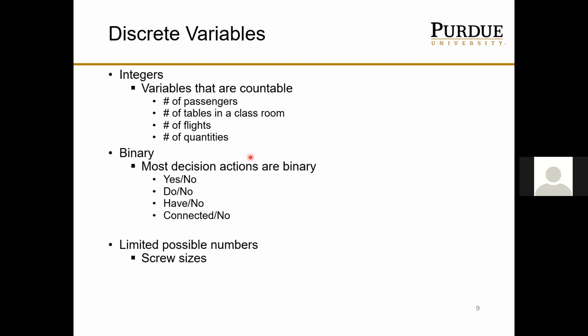Okay, the third type will be limited possible numbers. For example, if we want to design something, we want to use a screw to tie 2 bodies together. We only have a limited number of selections for the screw size. They're pretty standard. You only have a quarter or 1/8 or something like this. Although these selections are not binary nor integer, they are limited. So these are the three types of discrete variables, but the most common ones will be the binary and the integer ones. This is how the problem becomes discrete, because we have these discrete decision variables.